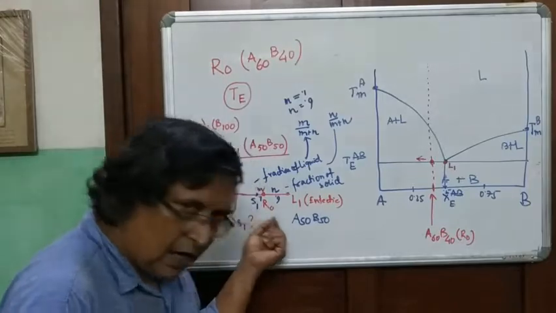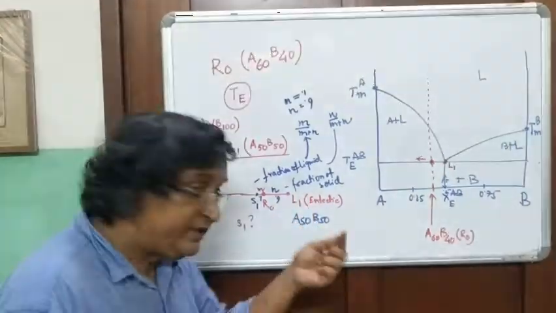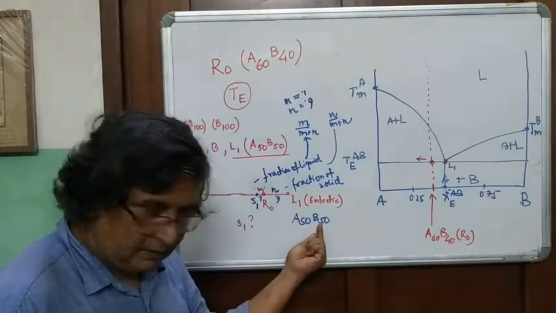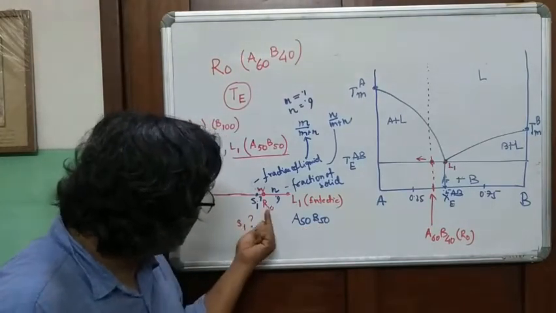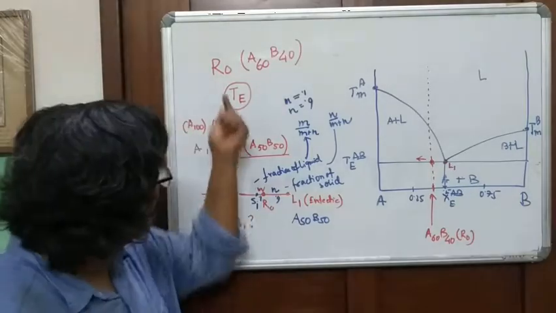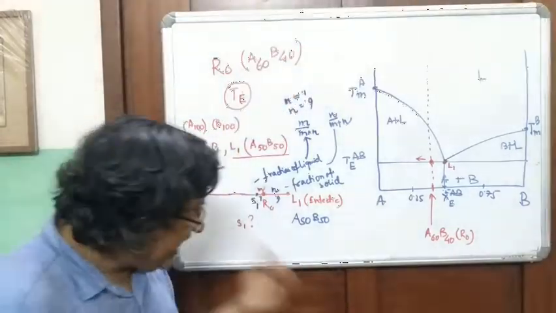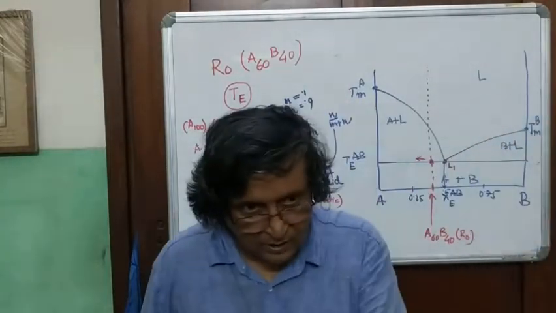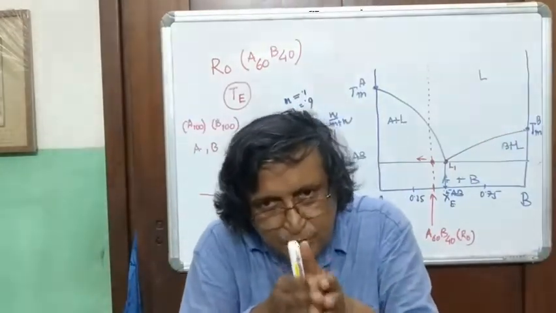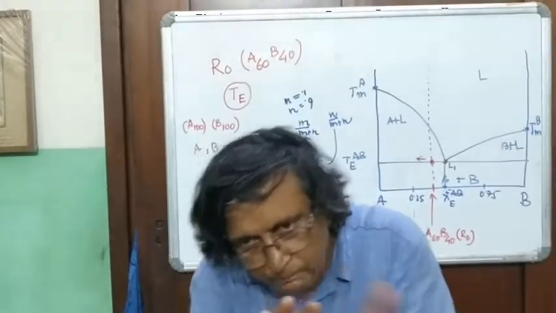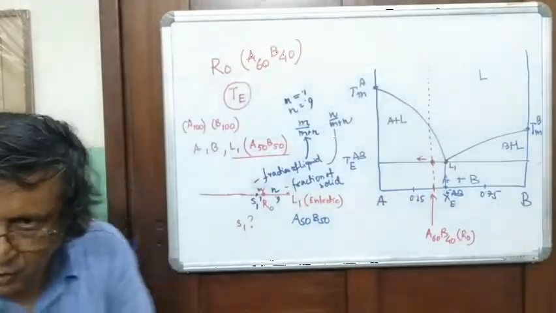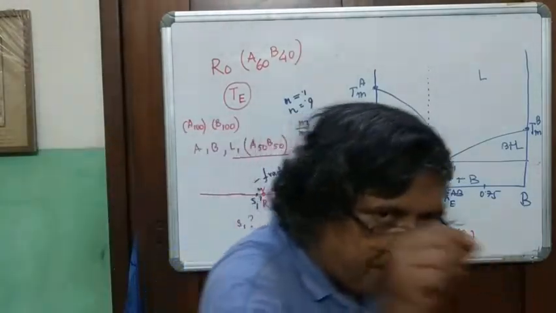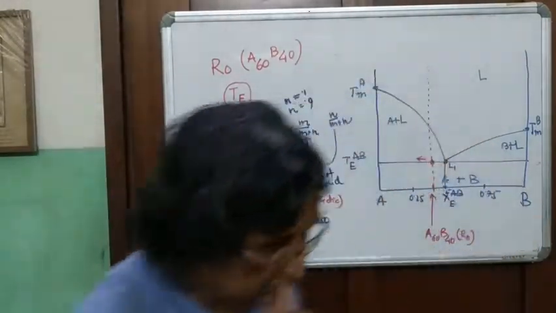I have a rock. I have melted it. I know definitely that the liquid composition will be A50B50. But I also know the position of R0, A60B40. And I want to find out where will be my S1. But I know S1 contains pure A and pure B in some ratio. I want to find out where I will plot my S1.